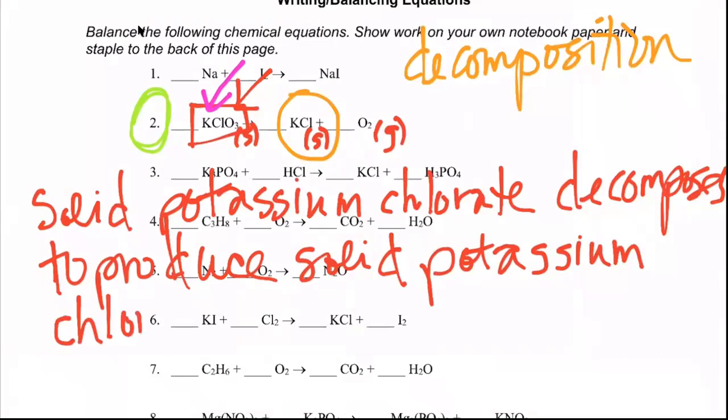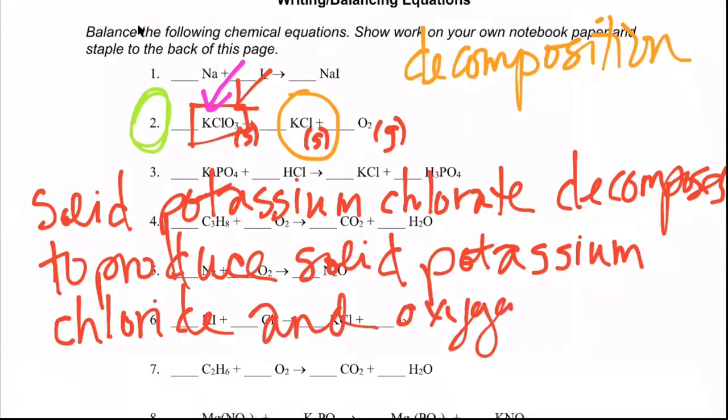I'm going to come down here because I'm running out of room over there. So potassium chloride, and then because I have a second product, so to produce solid potassium chloride, and then how would I write the last product? Oxygen, what? I would say oxygen gas. That tells me what state it's in.